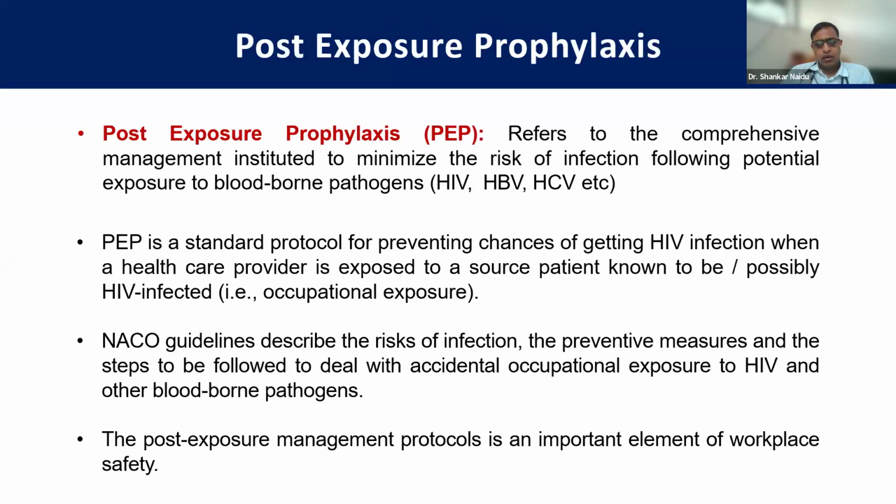PEP refers to the comprehensive management instituted to minimize the risk of infection after a potential exposure to a blood-borne pathogen. This is a general term which can be applied for HIV infection and also for hepatitis B, hepatitis C and other blood-borne pathogens. Today we will be speaking predominantly about HIV prevention.